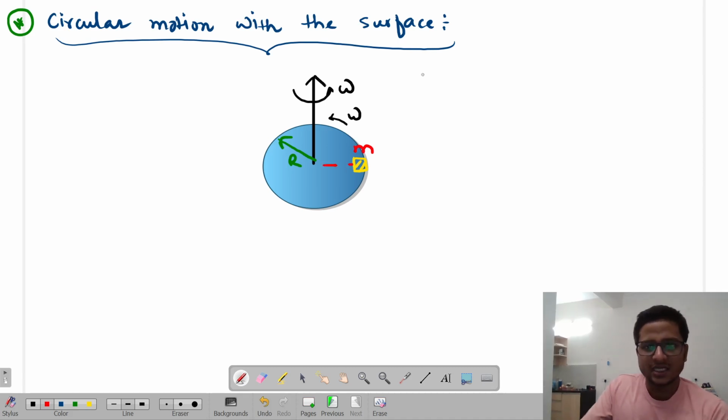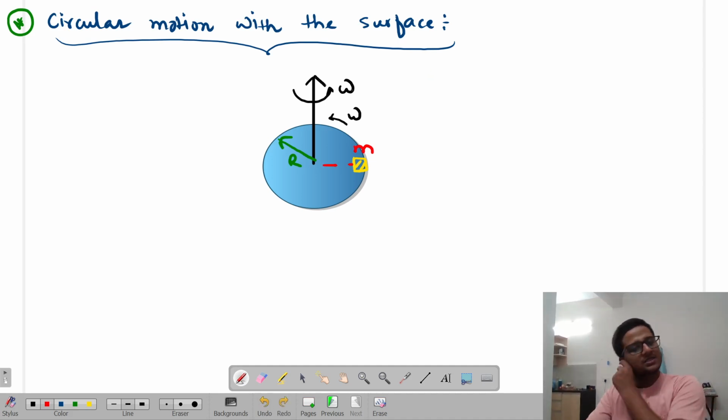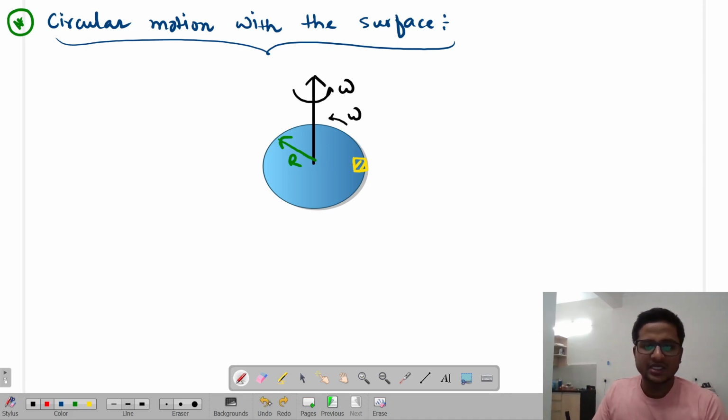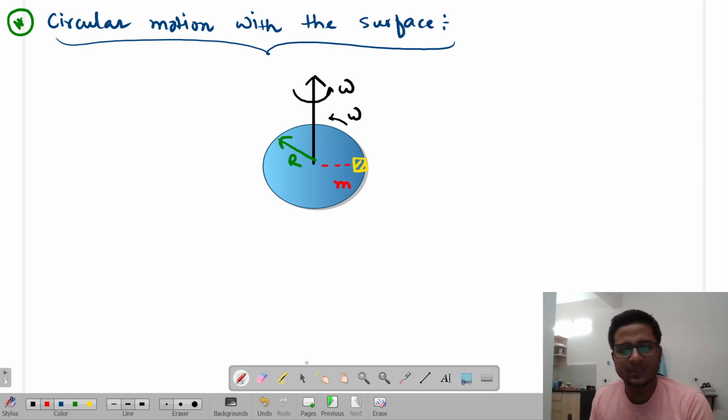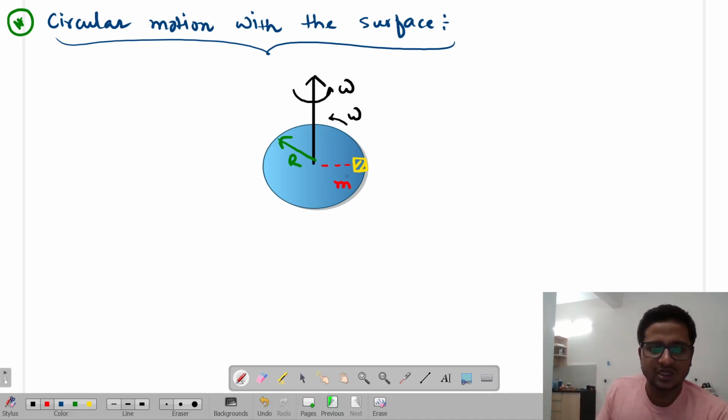Question is that what? Now you tell me, think yourself, if this disk rotates, then will this block of mass m fall down or not? It will fall definitely. So then there should be something which will not make this mass m fall or not.